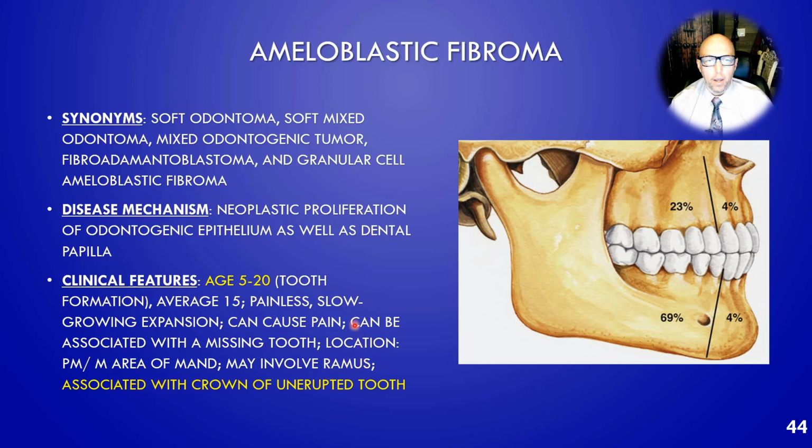If you show a pedodontist a child's radiograph and they have a well-defined unilocular lesion around the crown of an unerupted tooth, the other thing they might say other than dentigerous cyst is this. So think of that, especially in a child when you have unerupted tooth, something around the crown, an ameloblastic fibroma.